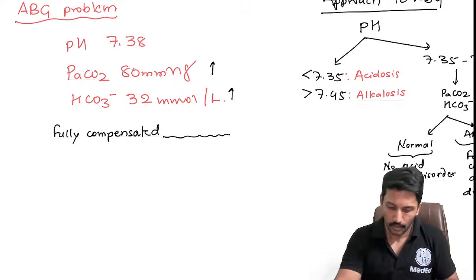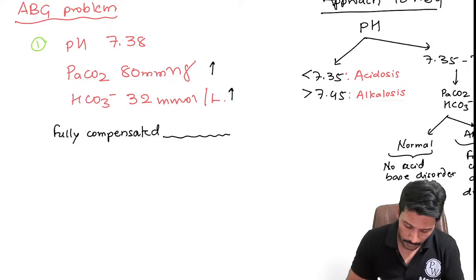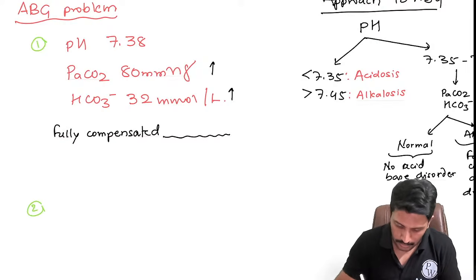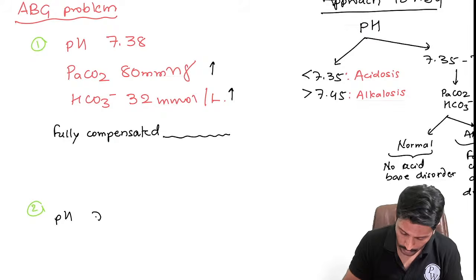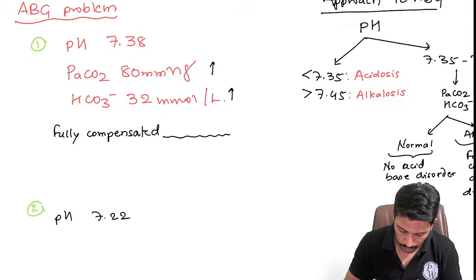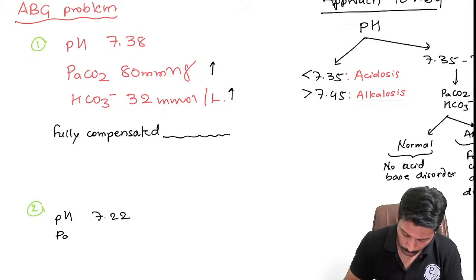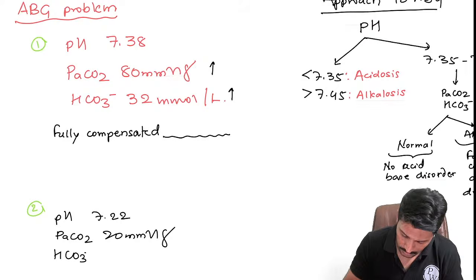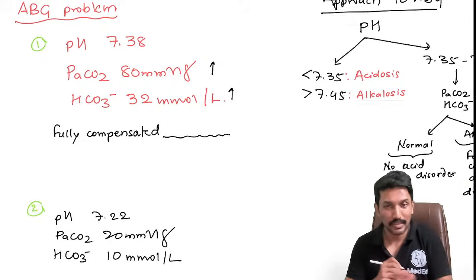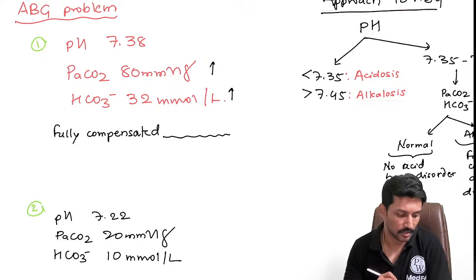Okay, we'll take another problem. In this, we have a pH of 7.22, PaCO2 of 20 millimeters of mercury, and bicarbonate of 10 millimoles per liter. So at least, can anybody tell me what is the diagnosis here in this ABG?